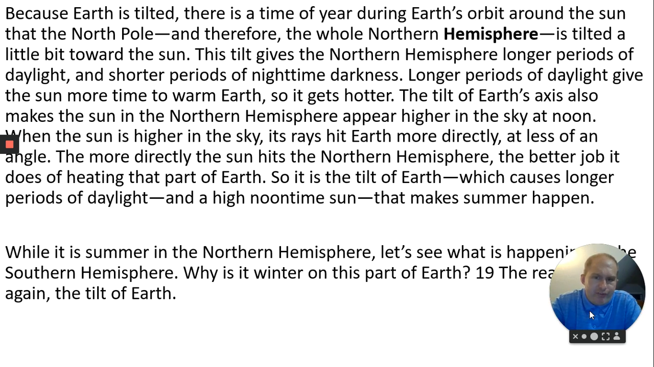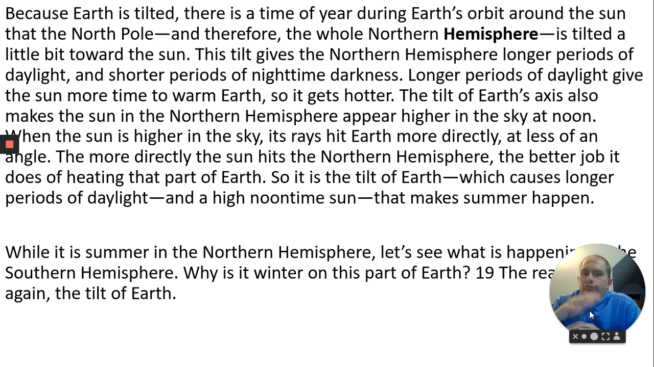And the tilt of Earth's axis also makes the sun in the northern hemisphere appear higher in the sky at noon. When the sun is higher in the sky, its rays hit the Earth more directly, at less of an angle. The more directly the sun hits the northern hemisphere, the better job it does at heating that part of the Earth.